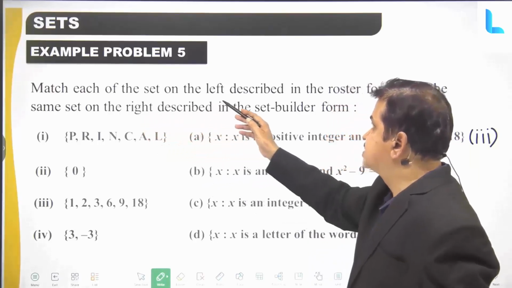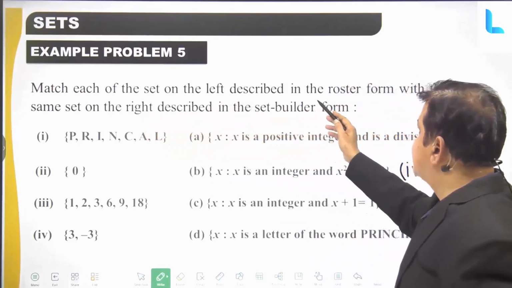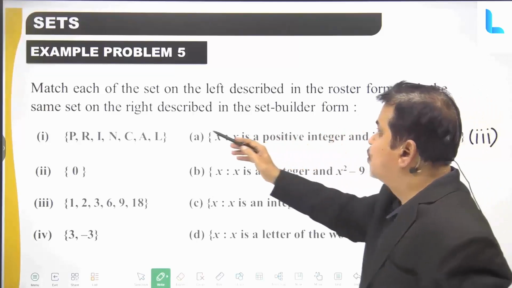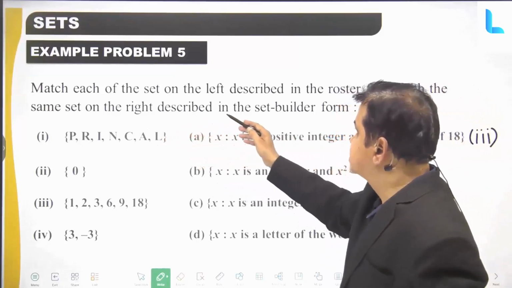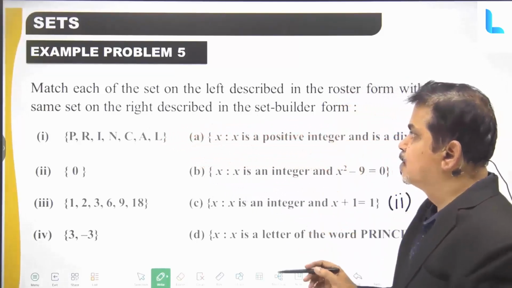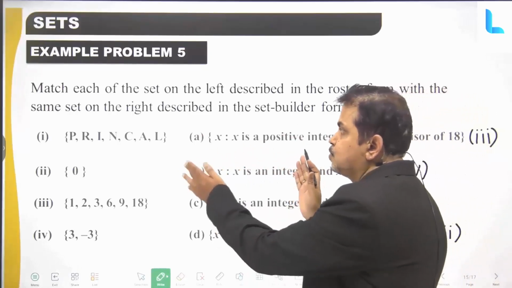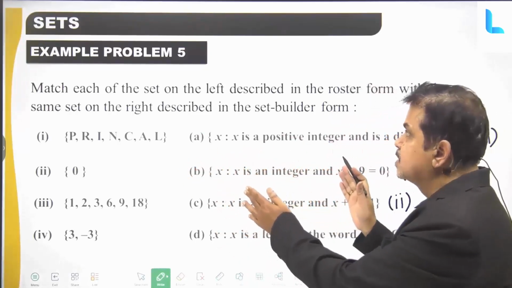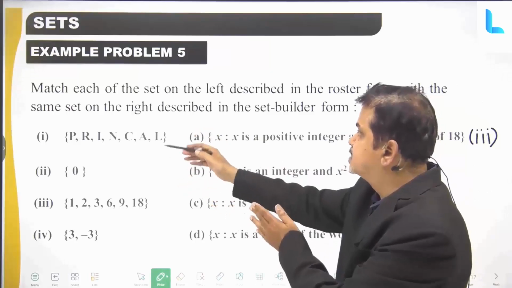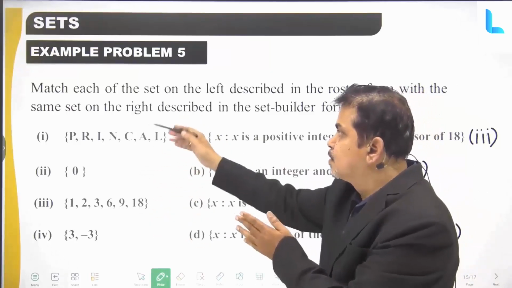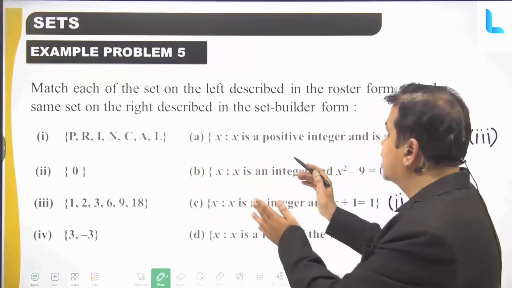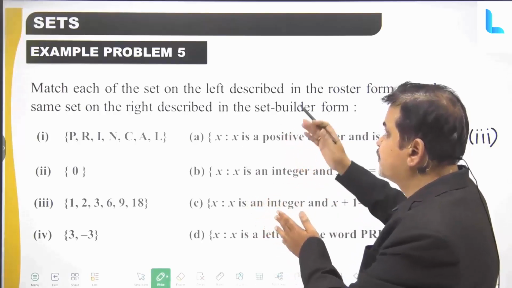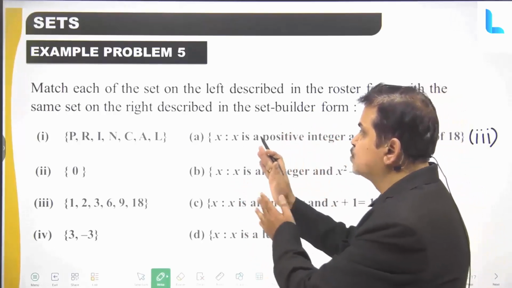So match each of the sets on the left described in the roster form with the same set on the right described in the set builder form. So here you have two columns. On the left you have sets in the roster form, and on the right you have sets in the set builder form.